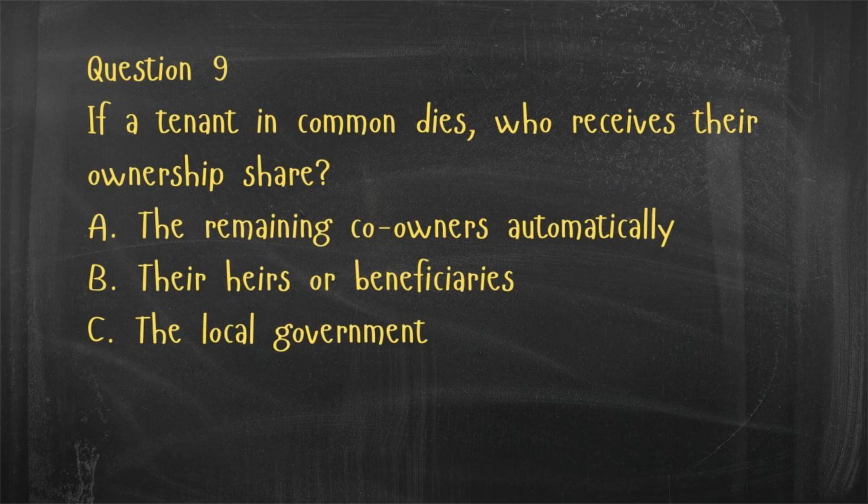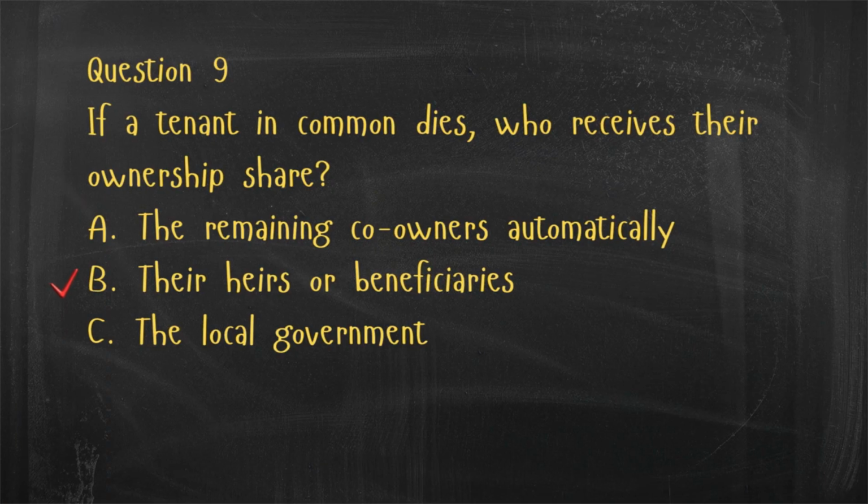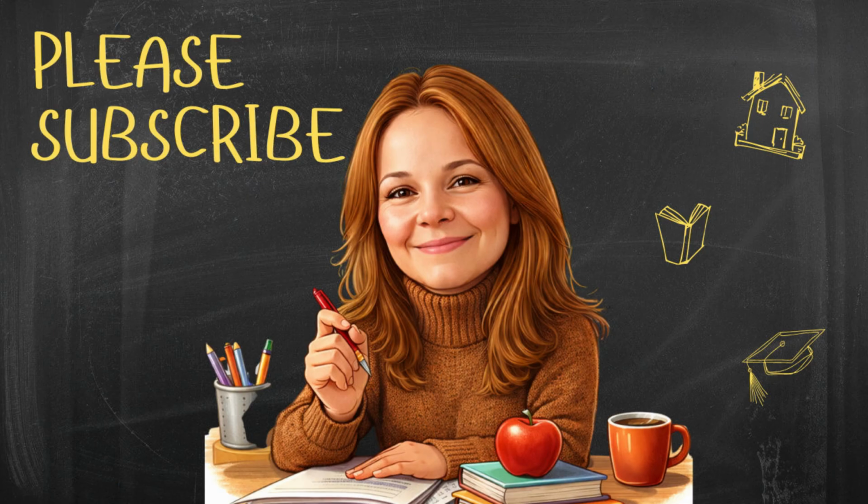Question number 9. If a tenant in common dies, who receives their ownership share? A. The remaining co-owners automatically. B. Their heirs or beneficiaries. C. The local government. The answer is B. Their heirs or beneficiaries.